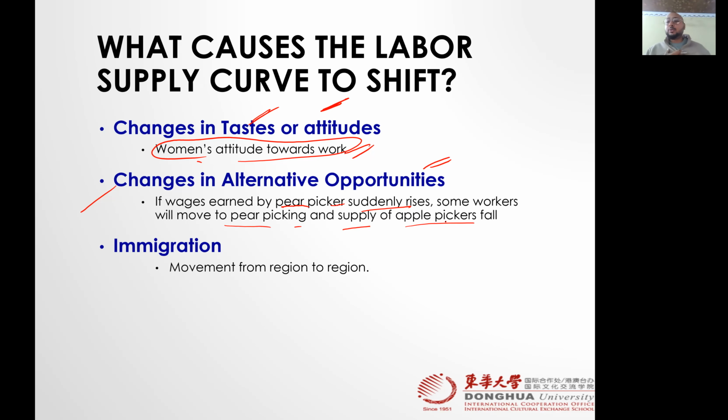Think of yourself as a laborer and you want to work, you are working in an apple farm, and now you heard that pear picking is going to give you more money. So you shift your profession to pear picking. So in apple picking, the supply decreases. So we call this changes in alternative opportunities. And the last one is immigration. Of course, when more people migrate to one place, supply of labor always increases. All right.